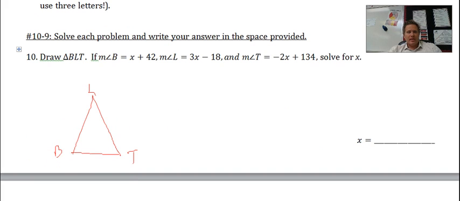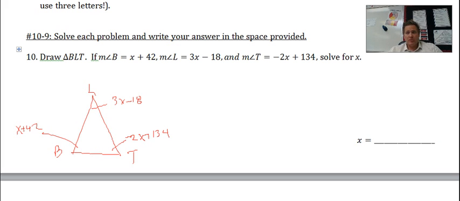Alright, so on number 10, it says draw a triangle. So if it says draw one, you don't already have one, draw a triangle BLT that you have right here. And it tells me angle B right there is x plus 42. Angle L right here is 3x minus 18. And angle T right here is negative 2x plus 134. And it wants me to solve for x.